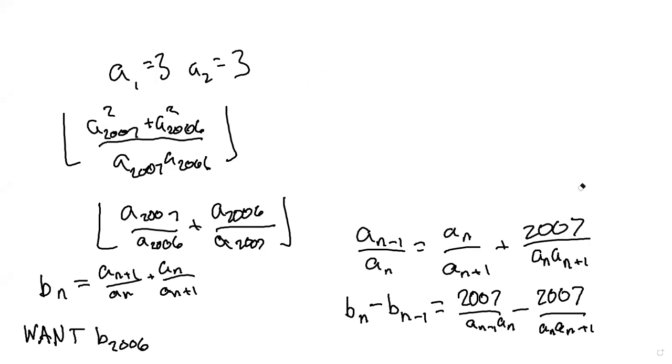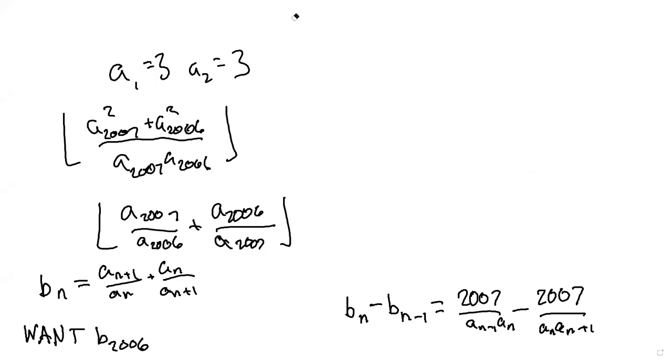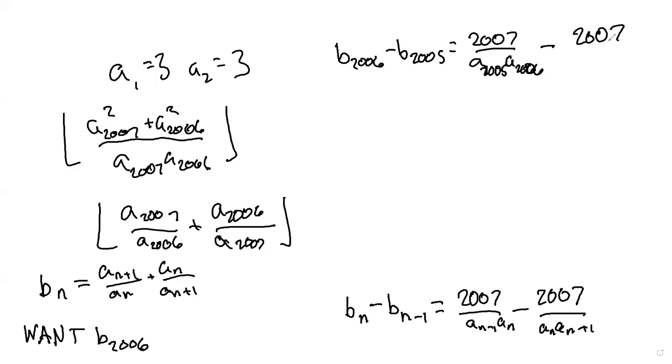And why does telescoping work? So let's just write this out. All right, b sub 2006 minus b sub 2005 is going to be 2007 over a sub 2005 a sub 2006 minus 2007 over a sub 2006 a sub 2007.